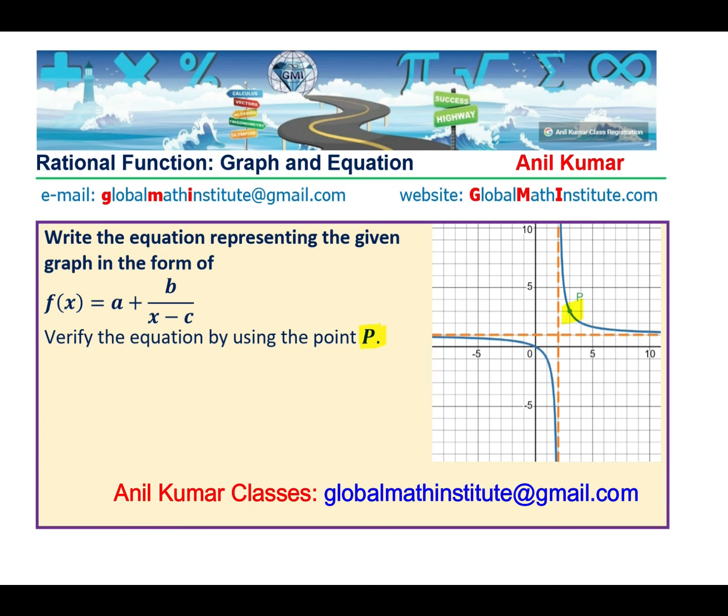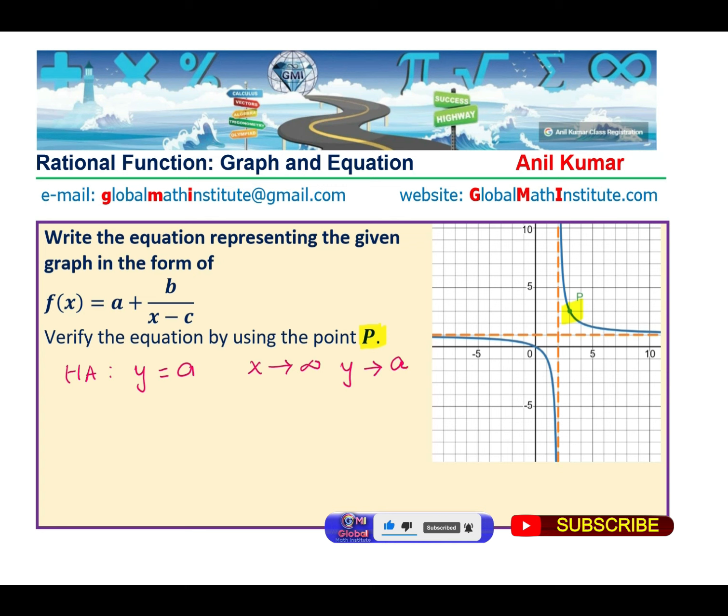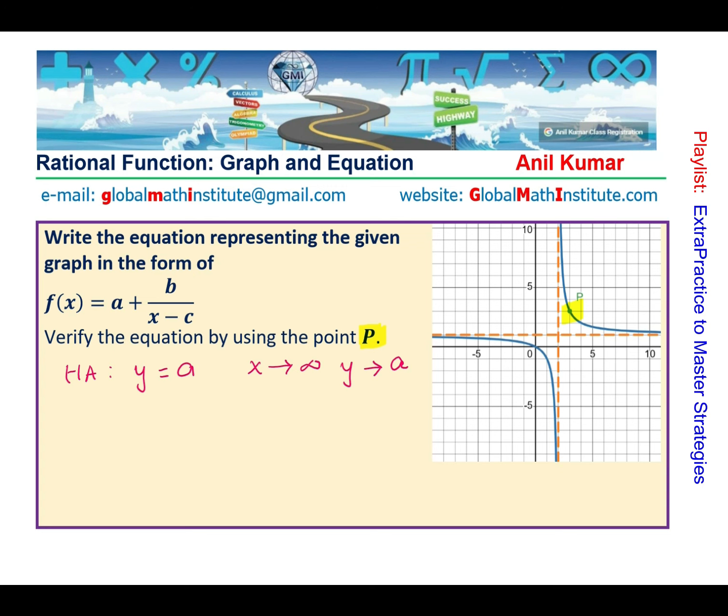Now, when you have an equation of the form f of x equals a plus b over x minus c, in that case, the horizontal asymptote will be y equals a. It really means that when x approaches positive infinity, the value of y approaches a. The reason is very clear: if I divide b by an infinitely large value, what do you get? The second term will be 0, so the function will approach a.